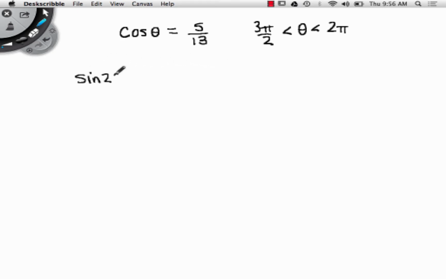Now, if I know that the cosine of theta is equal to 5 over 13, and I know that theta lies in quadrant 4, this puts it in quadrant 4, what is the sine of 2 theta, the cosine of 2 theta, and the tangent of 2 theta?